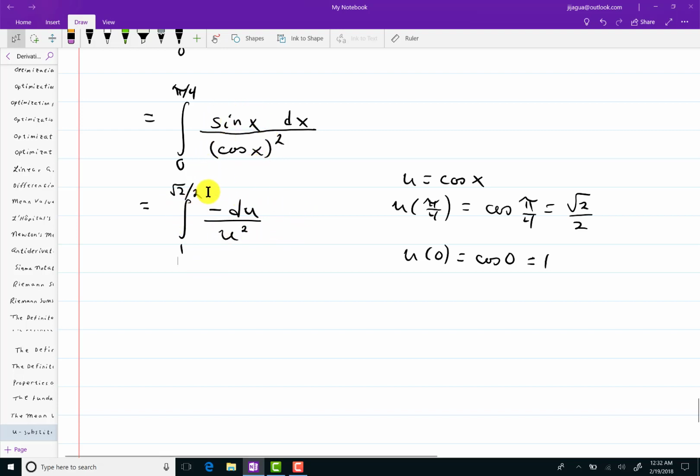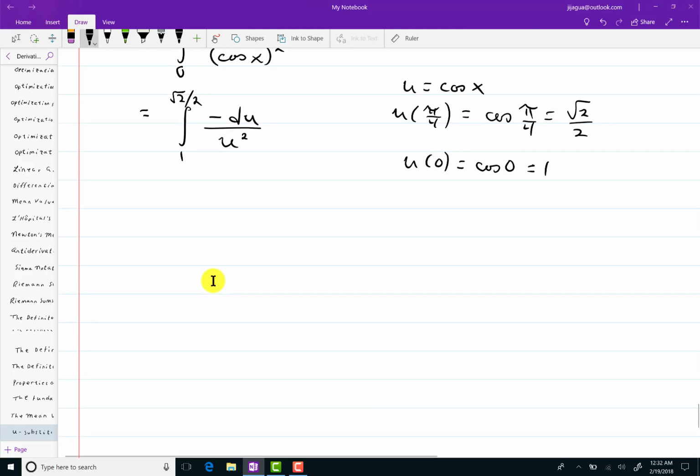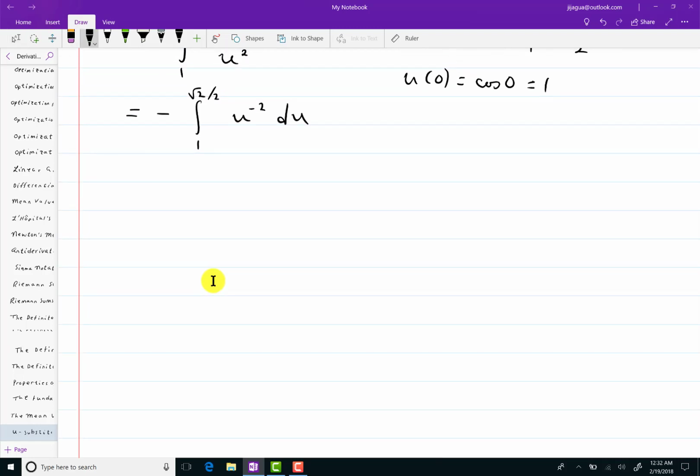I can just use these numbers in my integration. Let me do another step here of the integration. I'm going to rewrite this, I'll pull the negative out front. I have the integral from 1 to radical 2 over 2 of u to the negative 2. I think it's a lot easier to integrate something when it's in power rule format than in any other format. And of course, you add 1 to the exponent and divide by the exponent. So I get negative u to the negative 1 over negative 1 from 1 to radical 2 over 2.